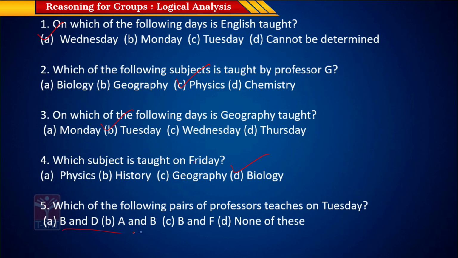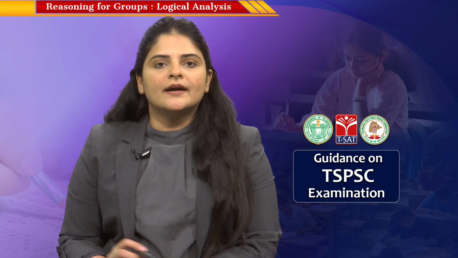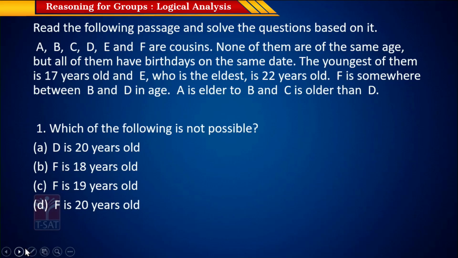So there is no B and E in the option. So the answer is none of these. Let's look at the next question now. So again, you're given some information.